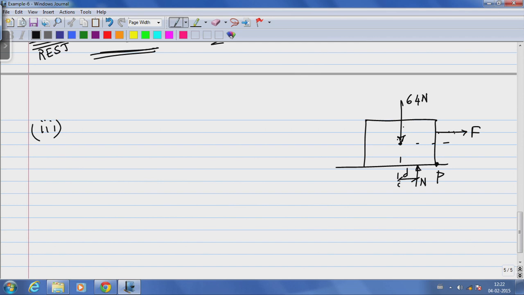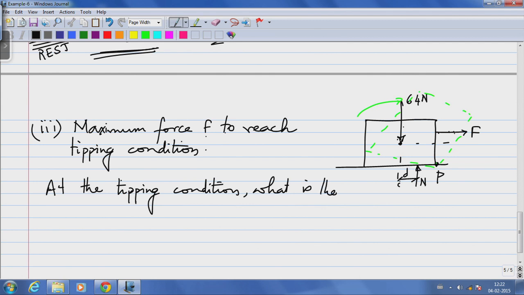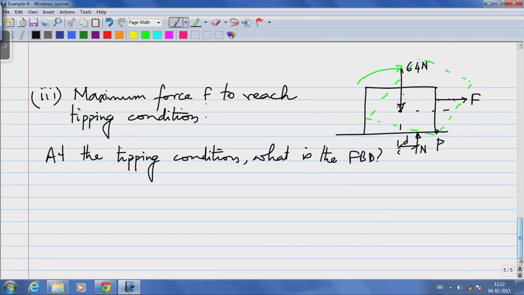So, we would like to find the maximum force condition to reach the tipping condition. Tipping is where the whole body starts to move in this sense. So, it is going to rotate over and fall. Okay. So, at the tipping condition, let us look at the free body diagram. Let us draw the free body diagram at the tipping condition.